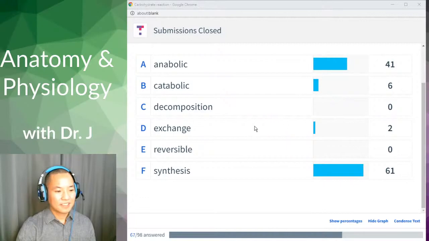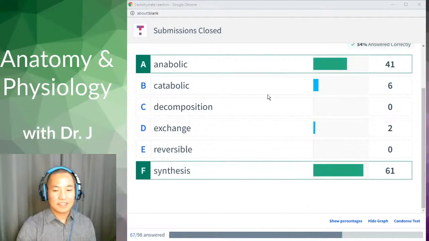Okay, so we can see that there are a variety of responses. So is it an anabolic, catabolic, or synthesis reaction? The thing is that this is correct. It is anabolic, because remember, anabolic is building something new, right? So you're building new bonds. So what we have is a new bond between glucose and fructose. It is an anabolic reaction.